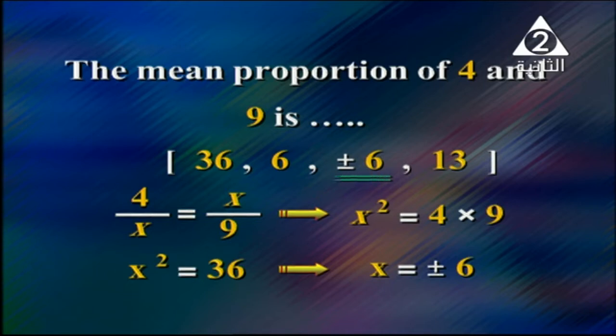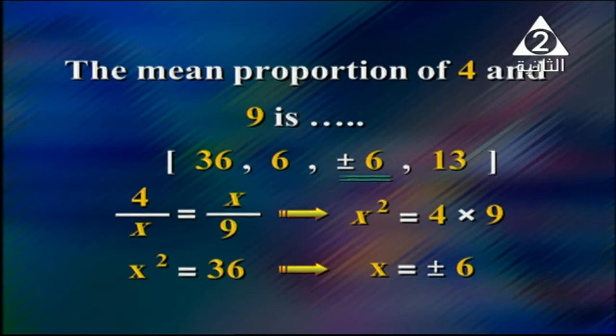You have another way to solve such a problem, as the mean proportion will be positive or negative square root of AC, which is the square root of the first and the last values. So it is positive or negative root 4 times 9, which is 36. Then it will be positive or negative 6.